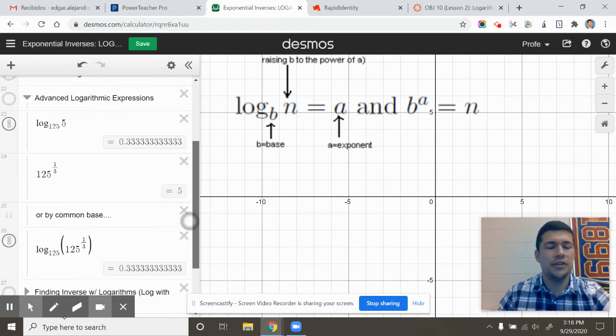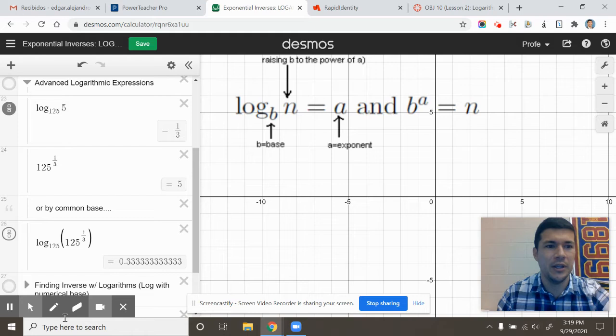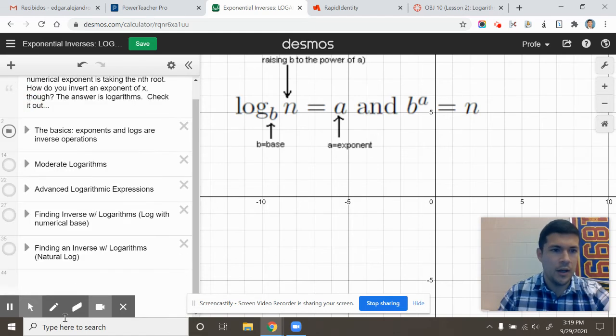Okay, here's some more complex ones. So log base 125, that's a huge base. Log base 125 of 5, well, that's equal to 1/3. All right, reason being 125 to the 1/3 power is 5. Remember, the 1/3 power really means the cube root.